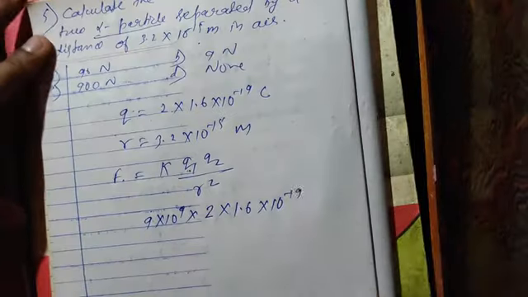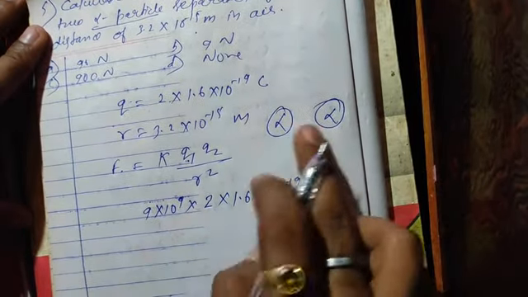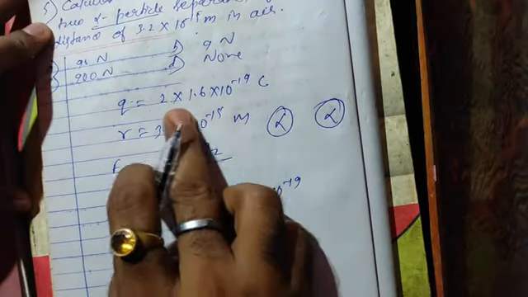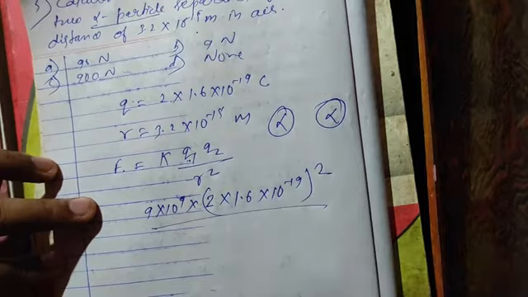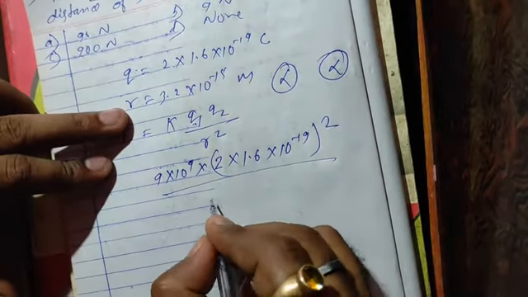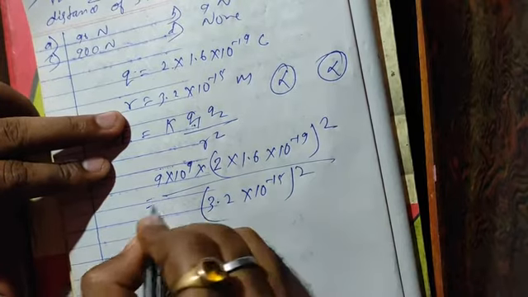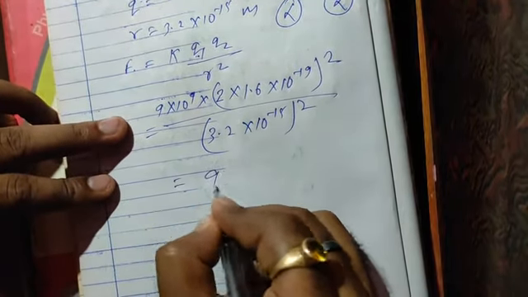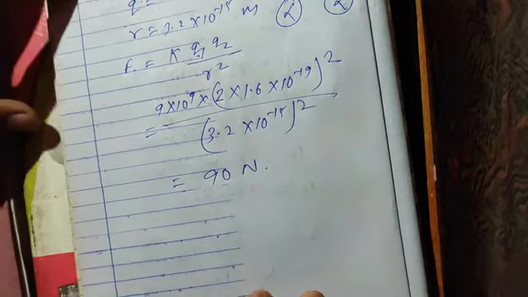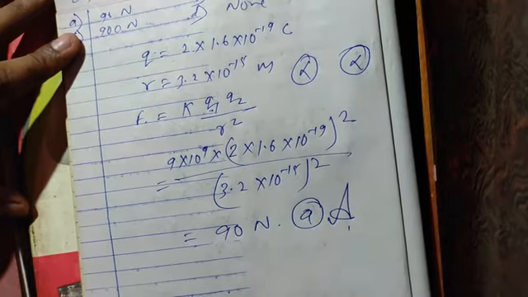It means we calculate the Coulomb force between two alpha particles. One alpha particle is here and another is here. So the charge on one alpha particle is this, and 2 times we have to write, and this is squared. And R is given as (3.2 × 10^-15) whole squared. On calculation we get the right answer. It will be approximately 90 Newton, which is option A. So this is the answer.